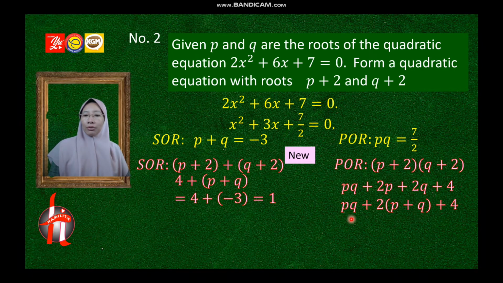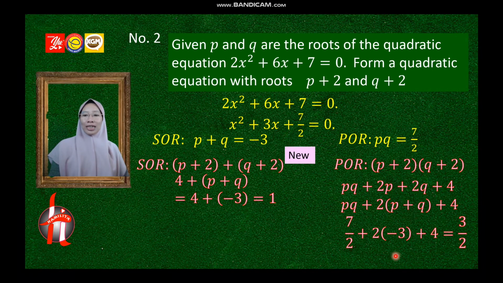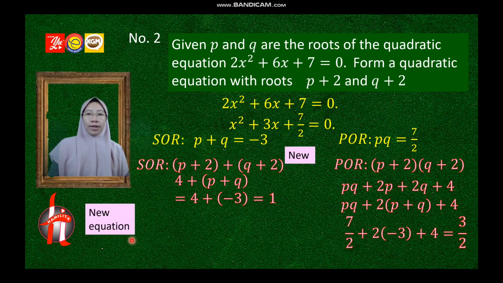So now we need to know the value of pq and the value of p plus q so that we can substitute with the values. Okay, now pq is 7 over 2 and p plus q is -3. You just substitute into this part and we get 3 over 2, which is the product of roots for the new equation.